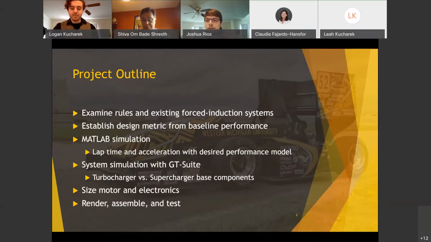Then we're going to talk about the MATLAB simulation we created to verify the validity of the performance metrics we came up with and to prove their feasibility and impact on the Formula SAE vehicle. We will then go into the GT power simulation part of our project and talk about how we were able to test various compressors virtually without having to physically build a test bench. Once we determine the compressor, we were then able to size an electric motor and suitable battery pack size. Finally, we will talk about our design, show it in a vehicle assembly, and talk about the next steps.